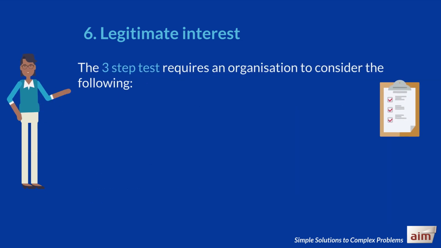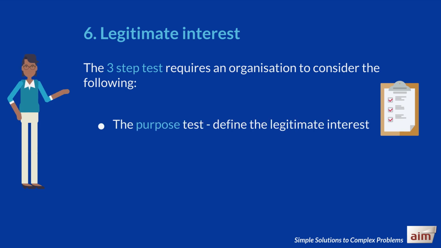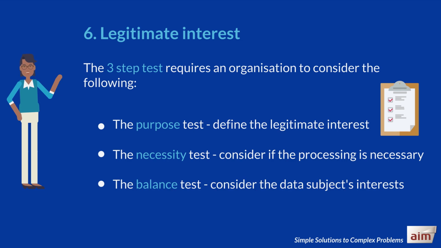The 3-step test requires an organization to consider the following. The purpose test, define the legitimate interest. The necessity test, consider if the processing is necessary. The balance test, consider the data subject's interests.